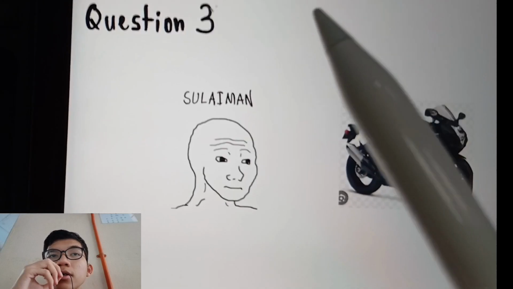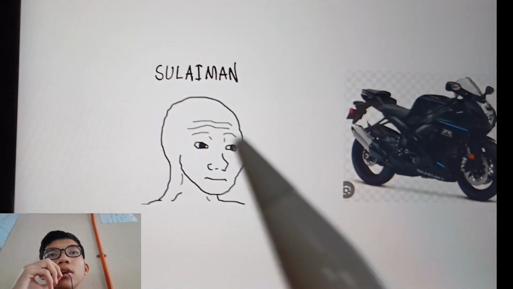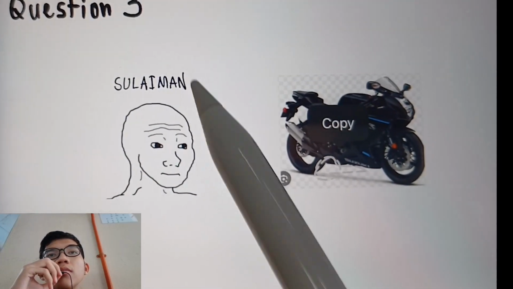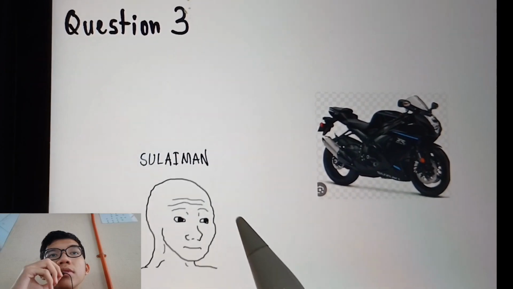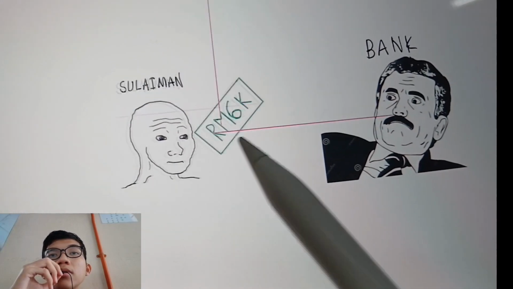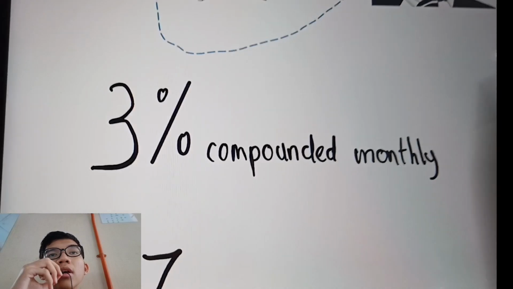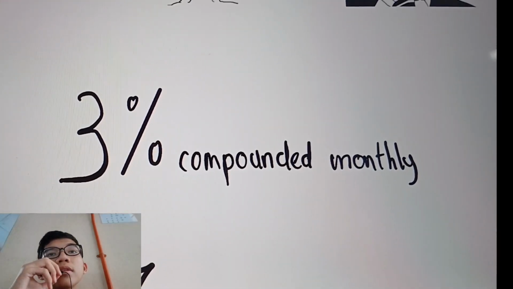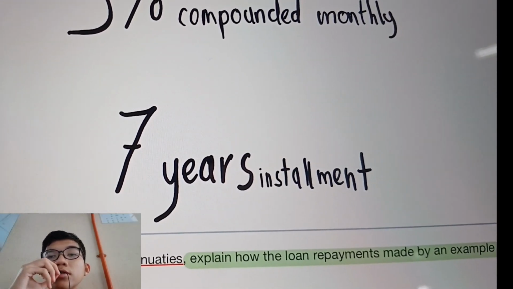Assalamualaikum warahmatullahi wabarakatuh. My name is Arif. So today I'm going to present question 3. Sulaiman purchased a motorcycle for RM45,000. He made an initial down payment of 6,000 ringgit and took a loan at an interest of 3% compounded monthly to finance the remaining amount. The loan is to be repaid over 7 years by monthly installments.